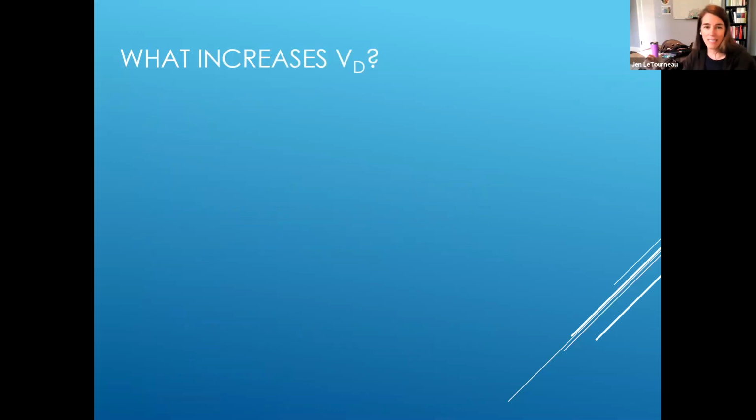Now, what increases dead space? Can you give me some things that increase pulmonary dead space? Some of them could be similar to the things that decrease tidal volume. Yes, emphysema, very good. Think about things that happen only in the intensive care unit that could increase dead space.